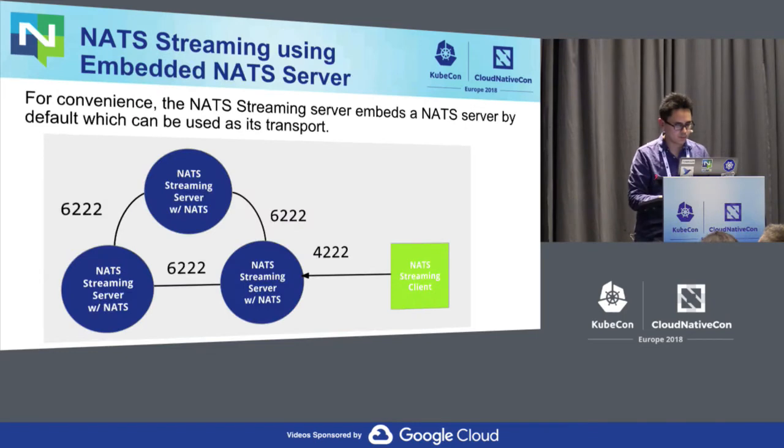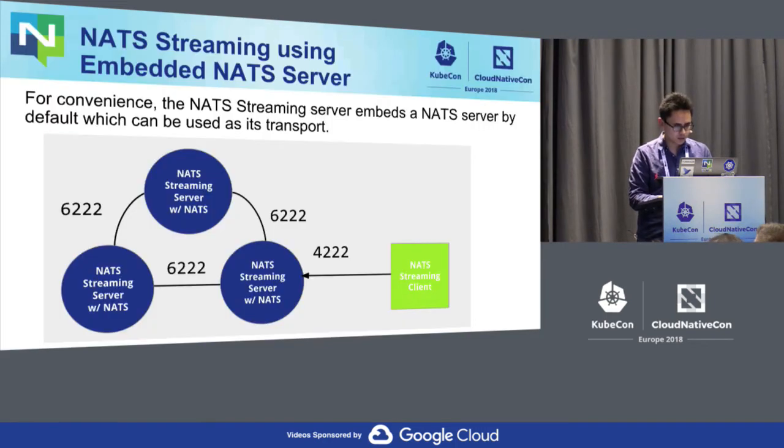By default, if you try NATS Streaming, what happens is that NATS Streaming is embedding the NATS server. So you will run NATS Streaming with an embedded NATS server that it is connecting to, and you can also deploy this way in case you don't have another available NATS cluster.